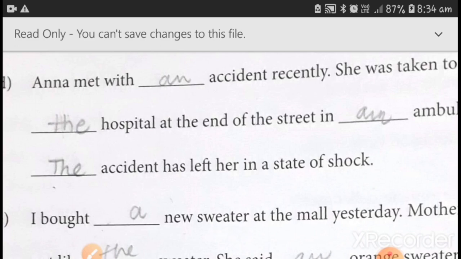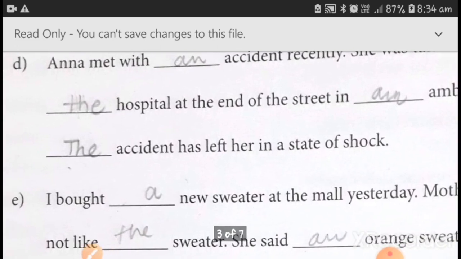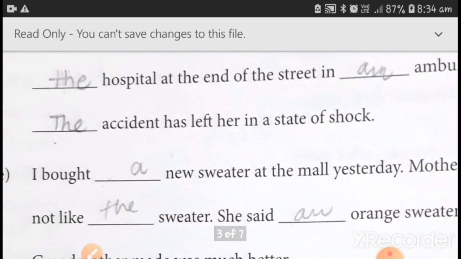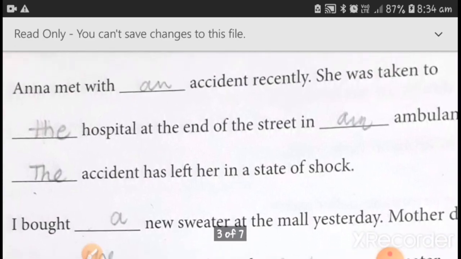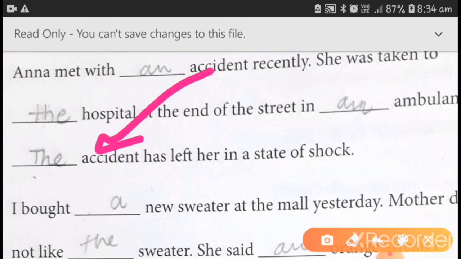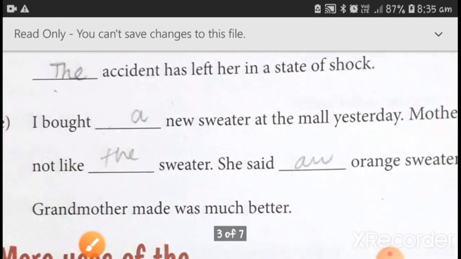Anna met with an accident recently. She was taken to the hospital at the end of the street in an ambulance. The accident has left her in a state of shock. So here also no problem should be there, because the second time we are talking about the accident, surely we will use the article. Okay, an ambulance, it is a vowel sound. Okay, so we have to use an article.